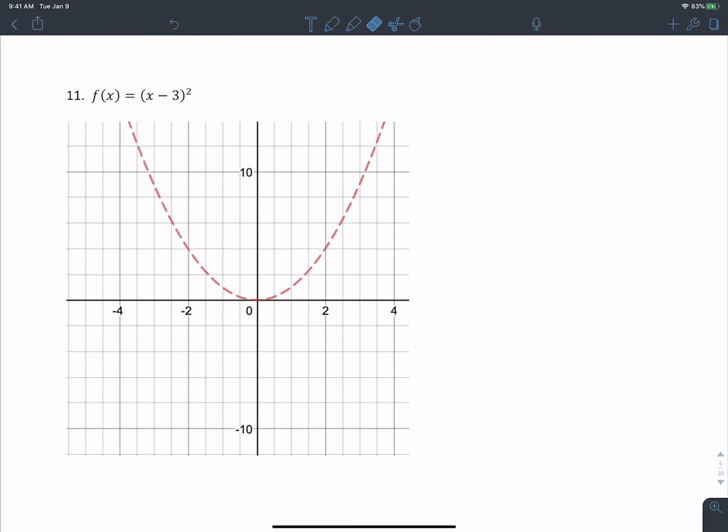Number 11. So if we take a look here, we're going to notice that the power here is 2. So this is why you see here as our reference this curve, this parabola, y equals x squared. But this time, notice what we have in parentheses here. We have minus 3 units.